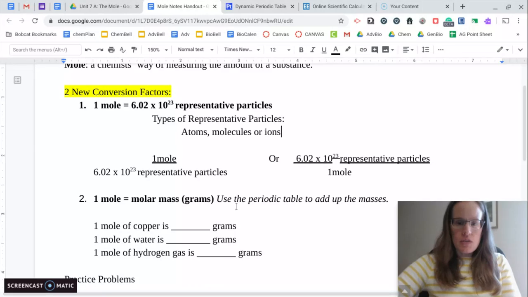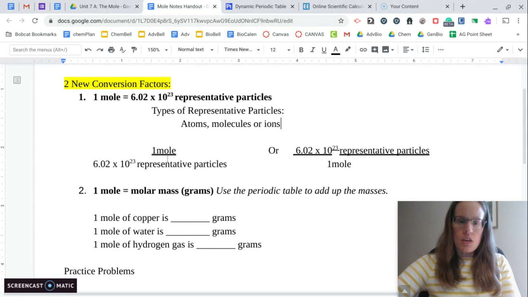This is a conversion factor. So there are two ways to write it. You could write it with the 1 mole on top and the 6.02 times 10 to the 23rd on the bottom, or you could put the 6.02 times 10 to the 23rd on top and the 1 mole on the bottom, depending on your dimensional analysis and what units you want to cancel.